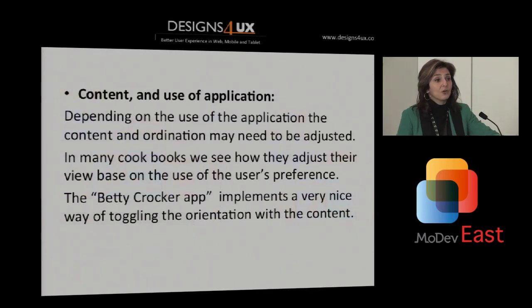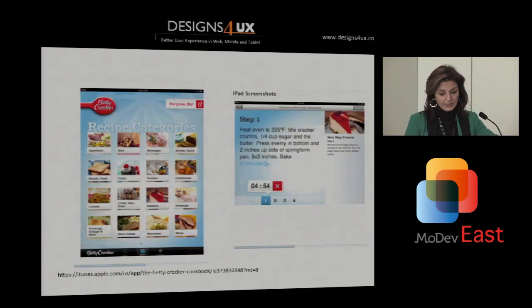Using content and orientation together is a very important UX matter. There are some apps that use it very well, such as some cookbook apps, in fact. The one that I want to show you is the Betty Crocker app, which implements a very nice way of toggling the orientation with the content. When you get into the app, you see the portrait mode with the recipes.